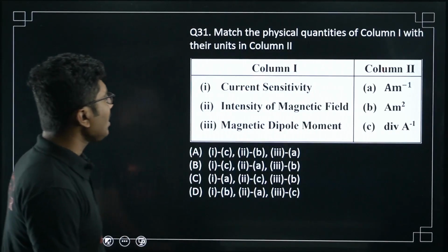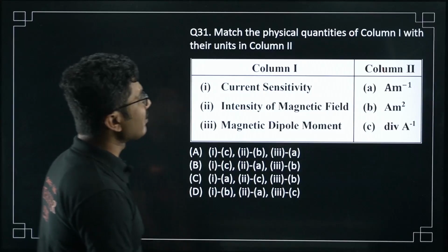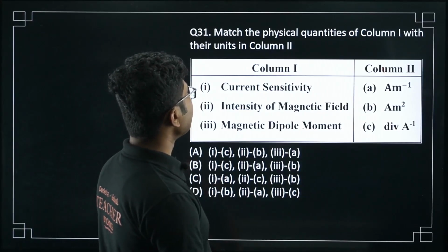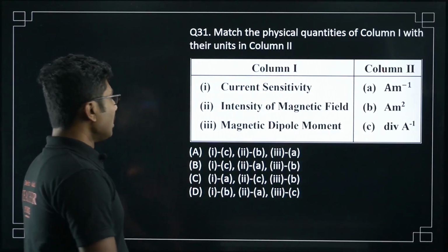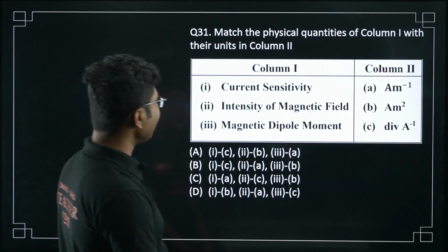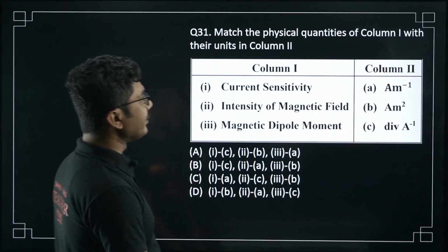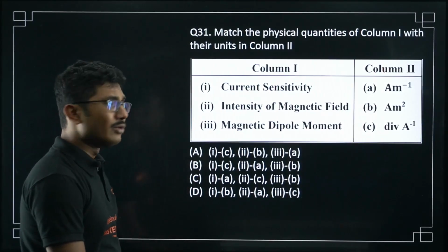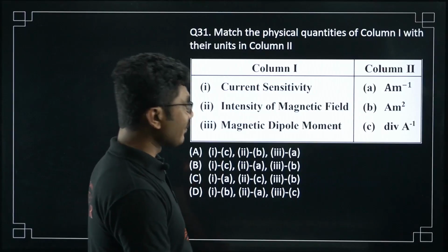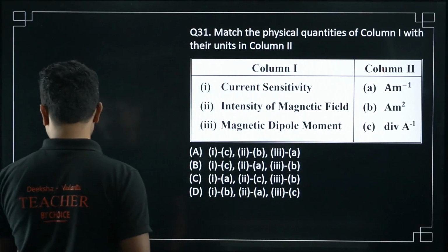Okay. Now again, a match the following type question. Match the physical quantities of column 1 with their units in column 2. So current sensitivity, intensity of magnetic field, magnetic dipole moment. So let's see what all we know. Magnetic dipole moment, we know it is ampere meter square, right? Current into area, so ampere meter square. So magnetic dipole moment we know.